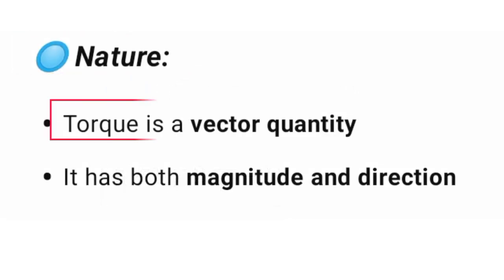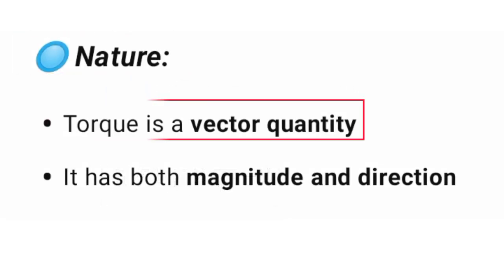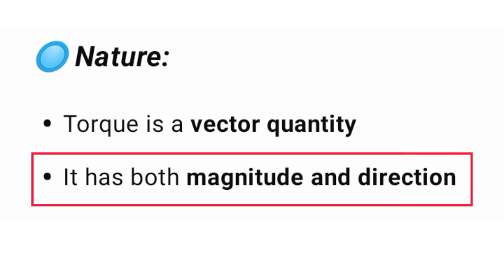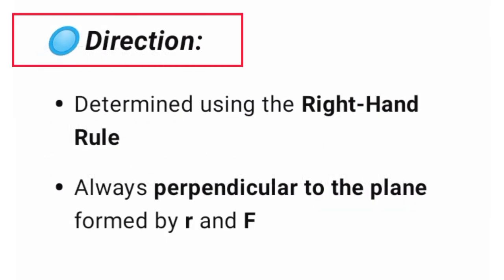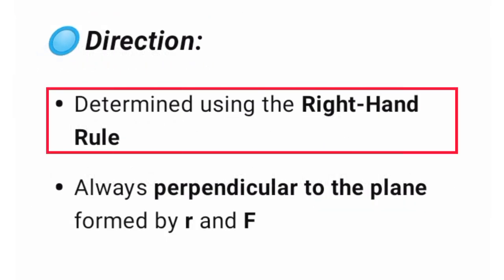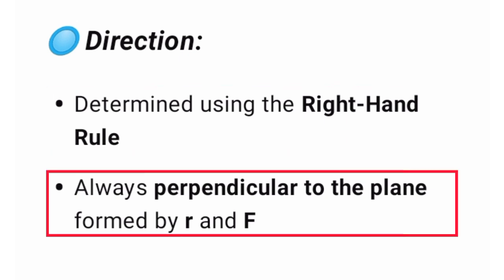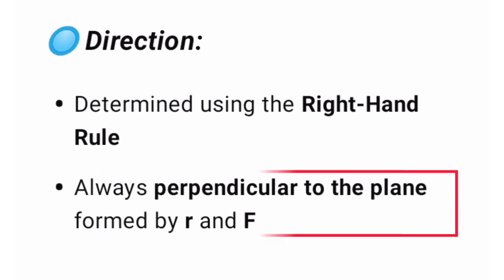Nature: torque is a vector quantity. It has both magnitude and direction. Direction: the direction of torque is determined using the right-hand rule. It is always perpendicular to the plane formed by the position vector and the force vector.